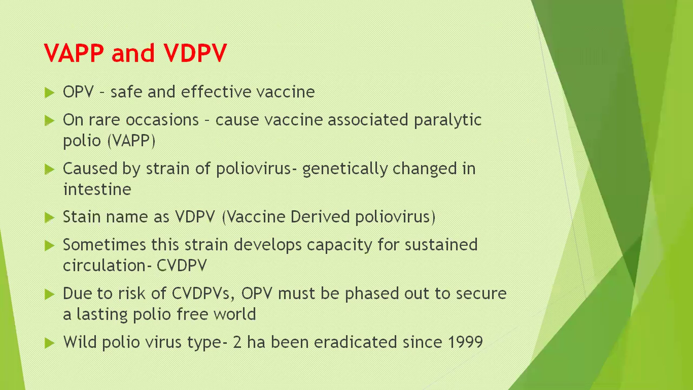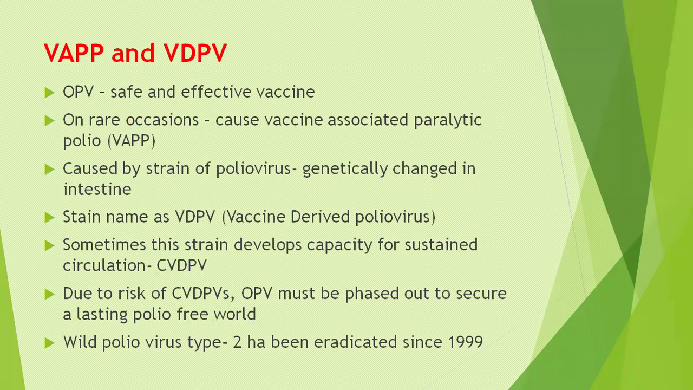So as we discussed, VAPP and VDPV. As you know, OPV is an extremely safe and effective vaccine. But in very rare cases, it may cause vaccine associated paralytic polio, that is VAPP. It is caused by a strain of poliovirus which is genetically changed in the intestine.